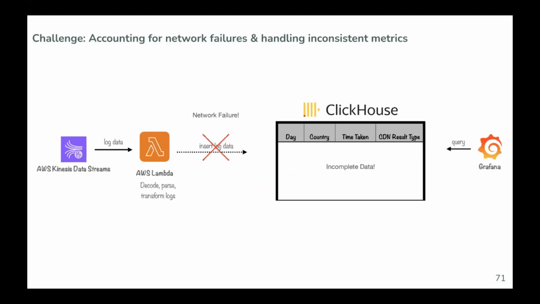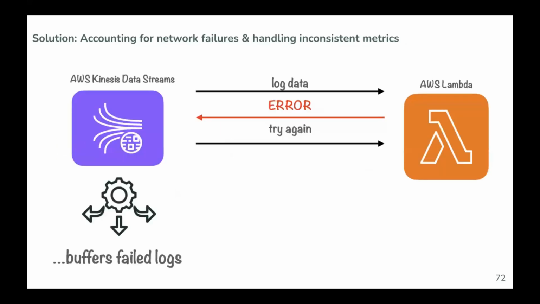However, this presented a problem. Failed logs stored in S3 cannot be visualized in our Grafana dashboards, which would result in inaccurate data and metrics for our users, specifically in the event of ephemeral network outages. To address this issue, we used Kinesis data streams as a buffer for failed logs.